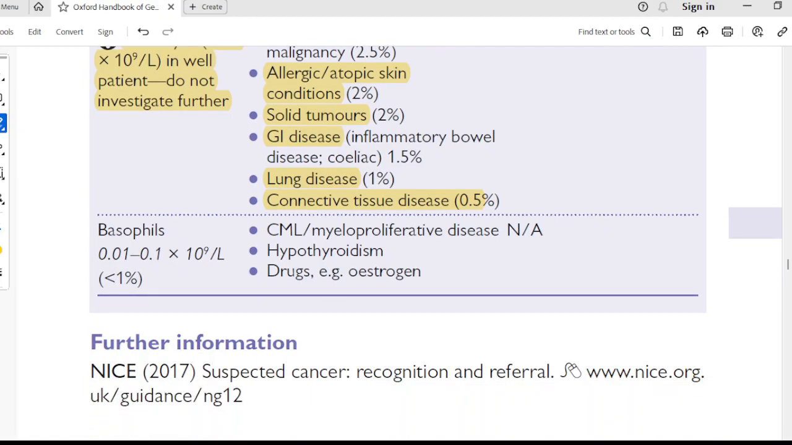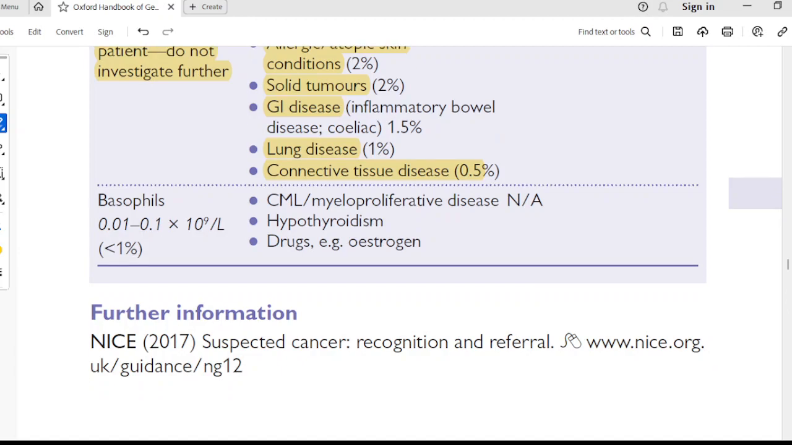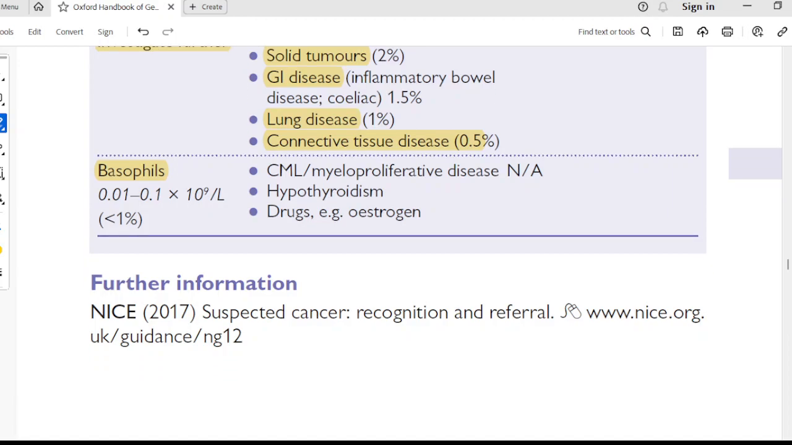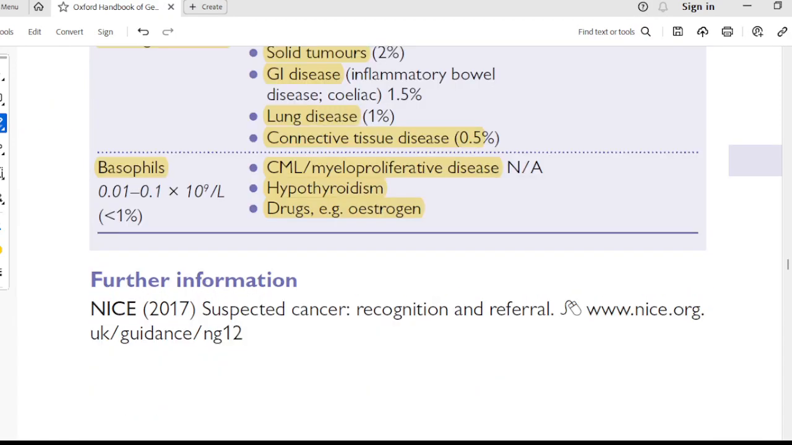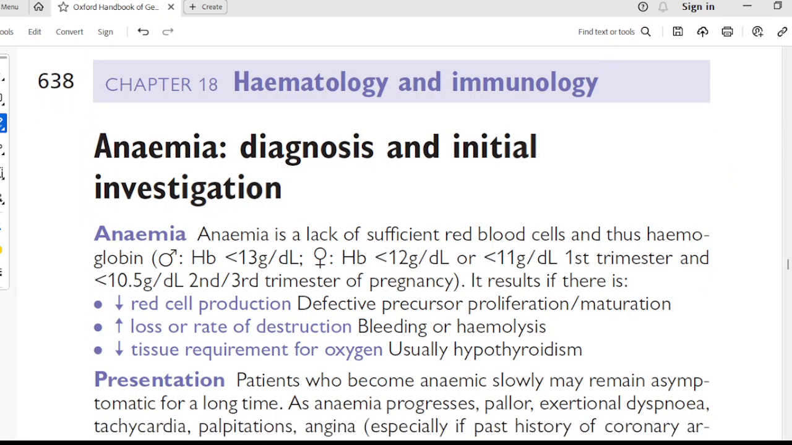So, basophil counts. Normally 10 to 100, less than 1% of the WBC count. High basophil counts are seen in CML or myeloproliferative disease, hypothyroidism, and drugs like estrogens.